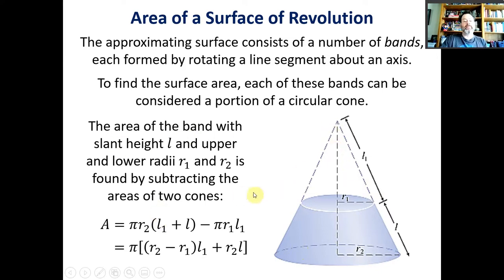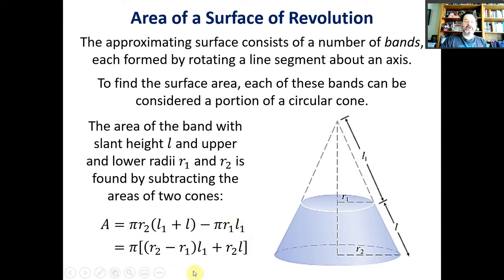So remember, the surface area of a cone is pi R L. So pi is a constant. So let's look at the big cone. Well, the big cone's radius is R2. The big cone's length is L1 plus L. So it's pi R2 (L1 + L). Then we subtract the smaller cone, which has radius R1 and length L1. So minus pi R1 L1.